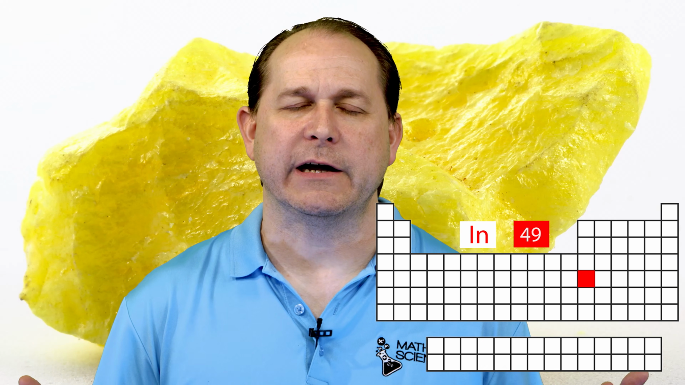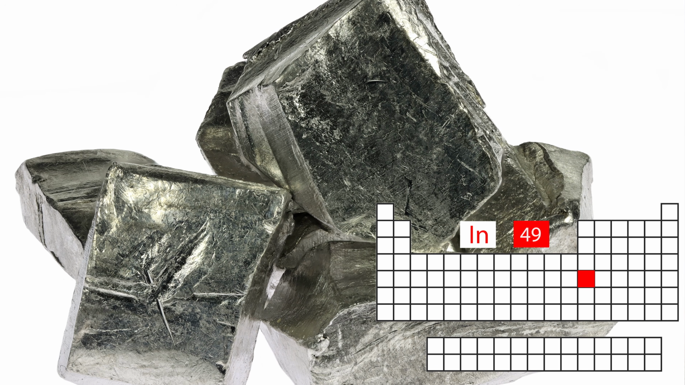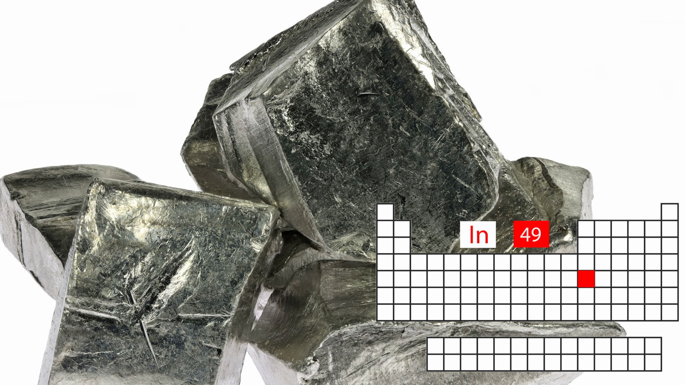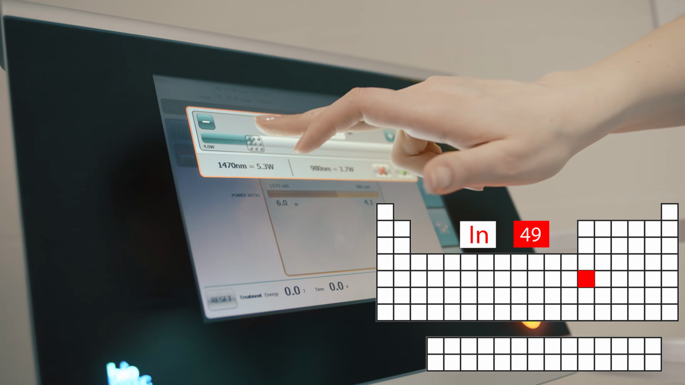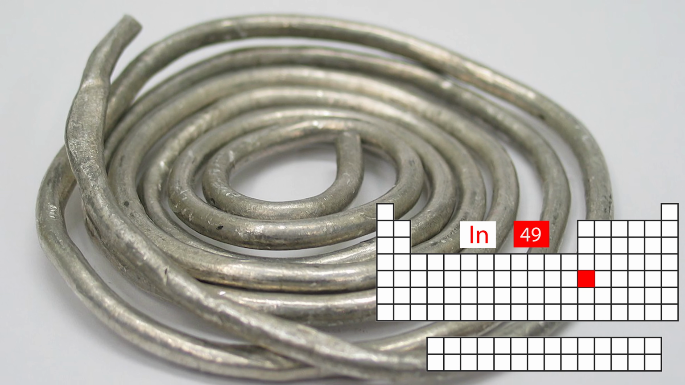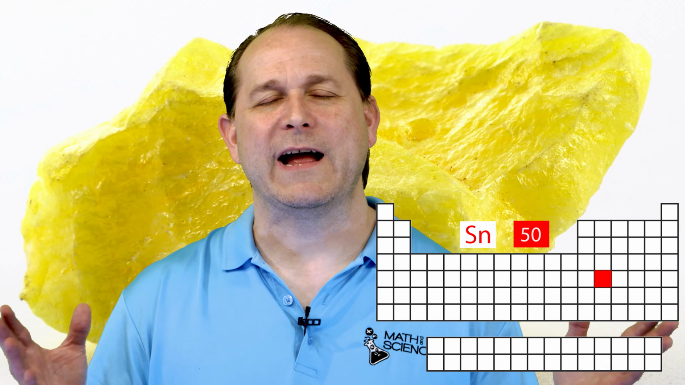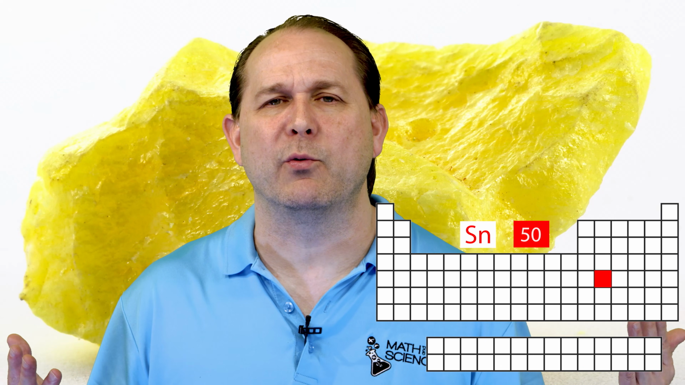Element number 49, one of my favorites, is called indium. Really cool element. It's actually used in touchscreens and also flat panel displays. Here's a cool fact. When you bend it, indium makes a unique crying sound called tin cry, even though it's not related to tin.